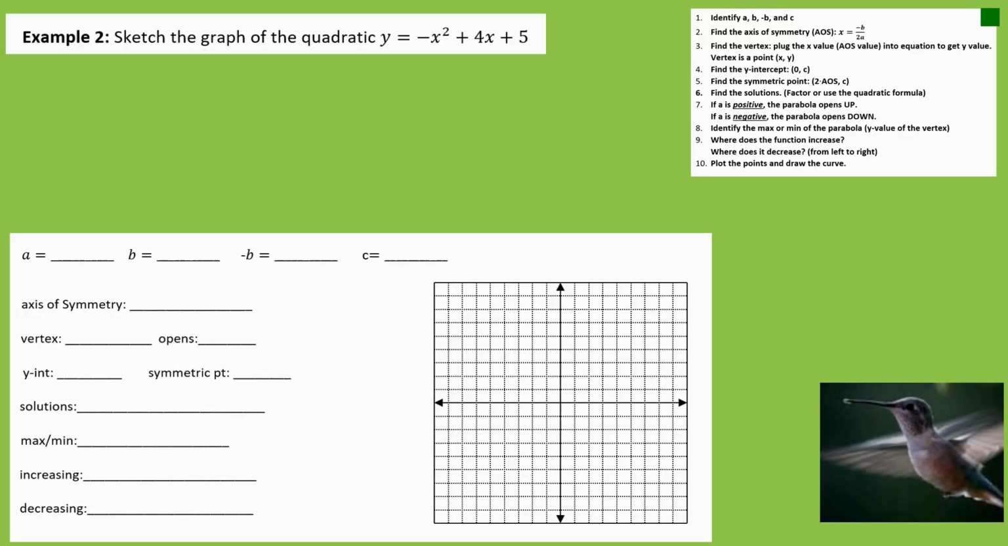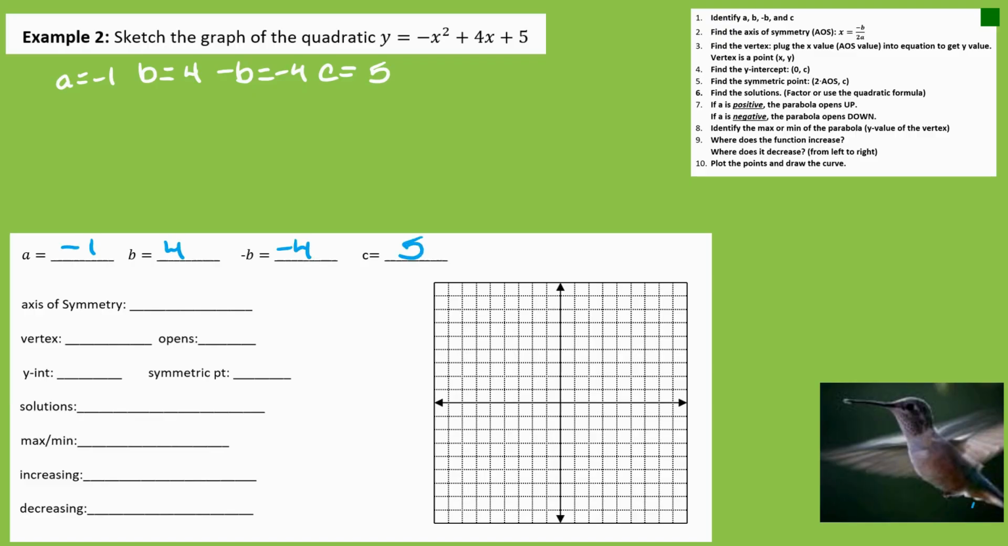Craziness. Okay, so now we've got a new one. We're going to sketch the graph. The first thing we have to do, I'm going to write in white because it's really easier to see, is identify A, B, negative B, and C. So A is -1, B is 4, negative B is -4, C is 5. For the, oops, it's down here. Look at that, goober. So that was -1, 4, -4, and 5.